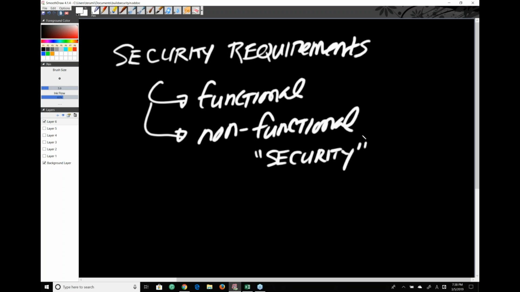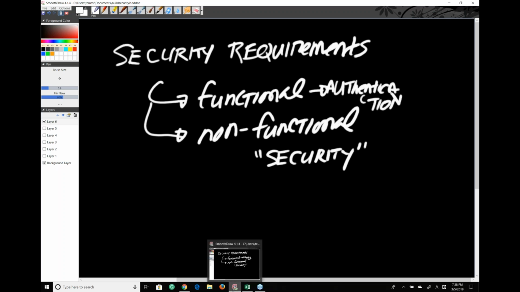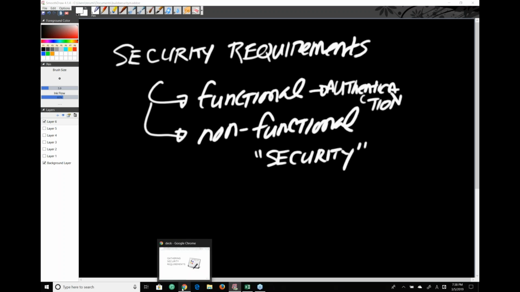But if someone tells you there must be a portal and there must be a strong authentication, then that would be a functional requirement, something like authentication. Sorry, I ran out of space. Okay, so understand that security requirements will come down to the design folks in the form of functional and non-functional requirements. So that should be good enough for that.